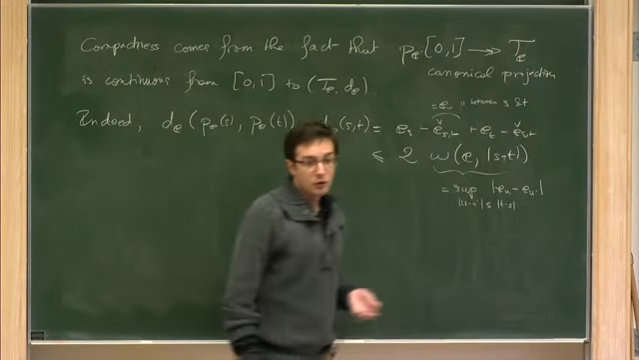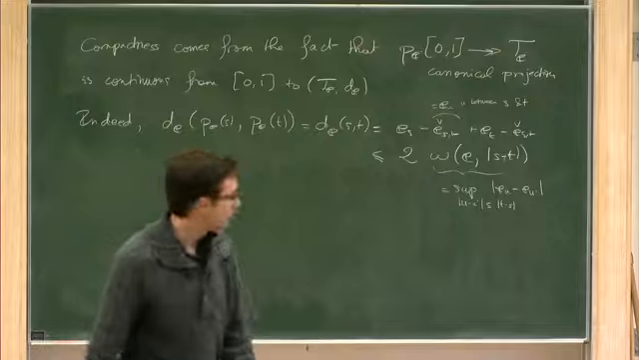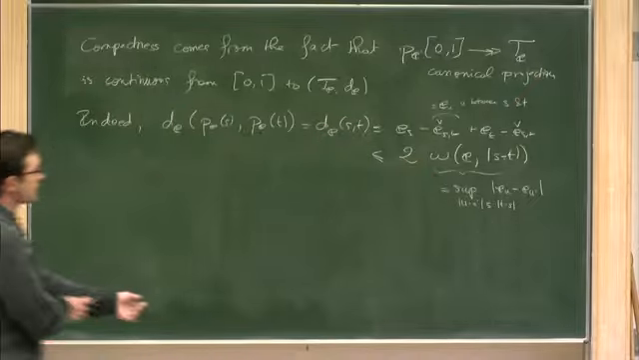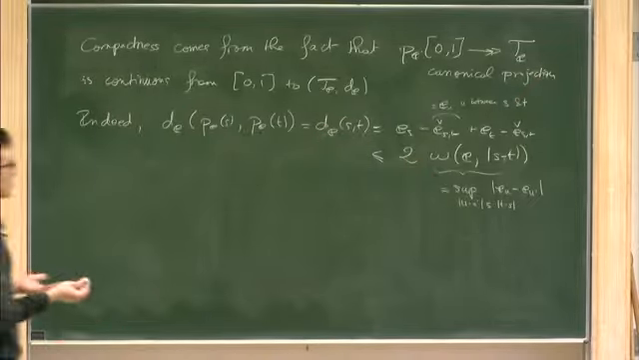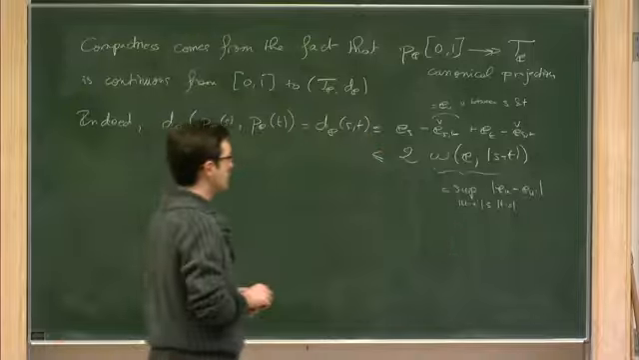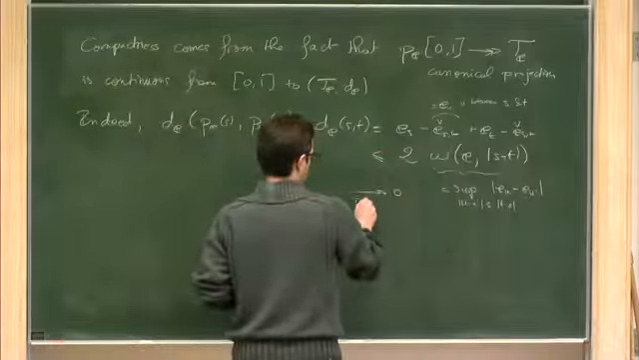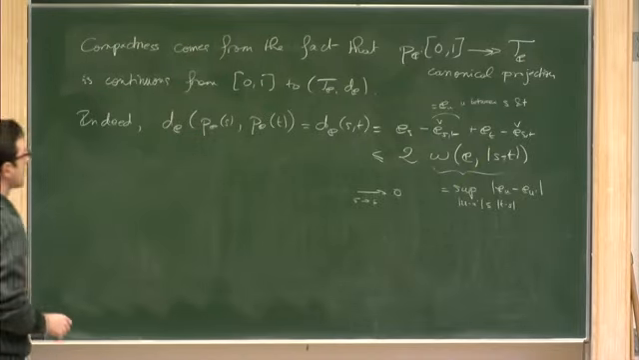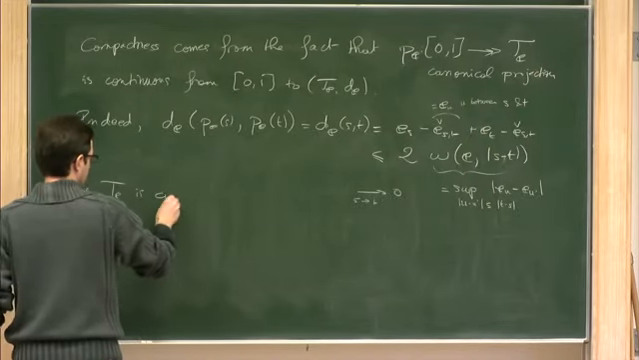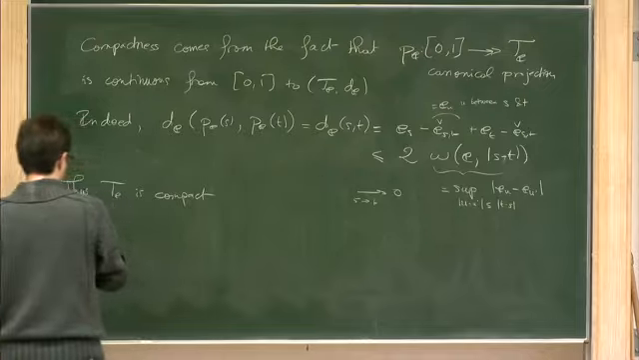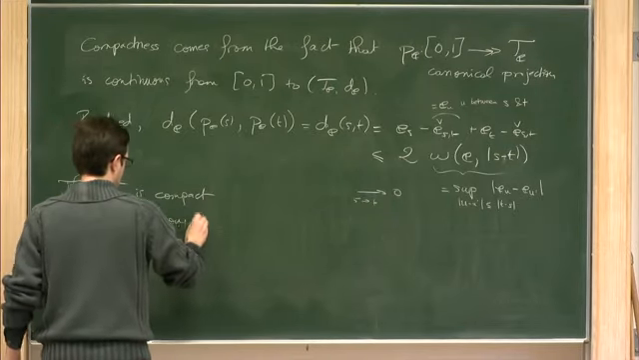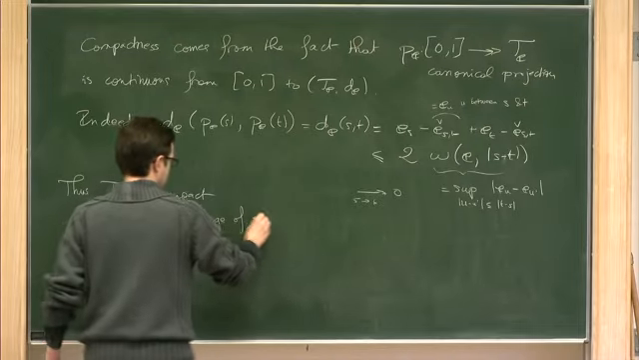And since E is a continuous process, you even know better than that. You know that the modulus of continuity of a Brownian motion, which is almost a 1/2-Hölder path, so you even know at what speed this converges to 0 as S goes to T, for instance. Therefore TE is compact as the continuous image of a compact set.